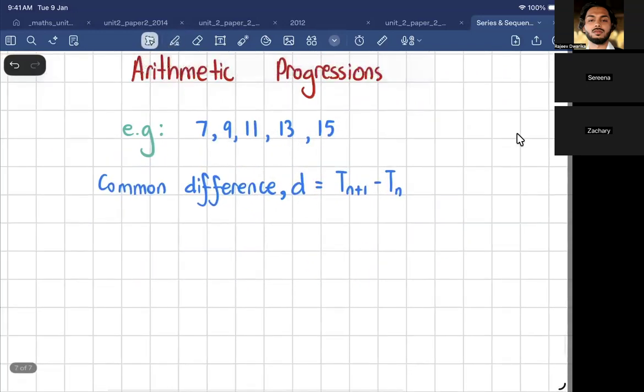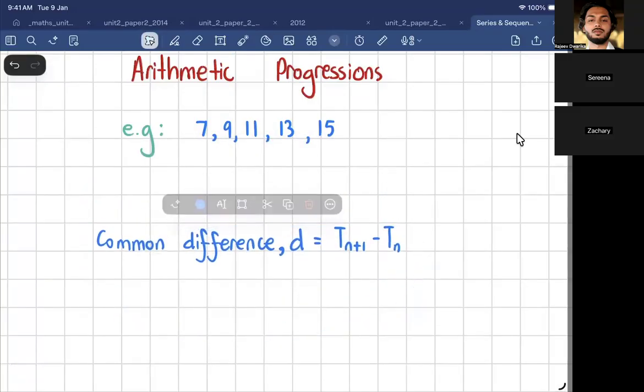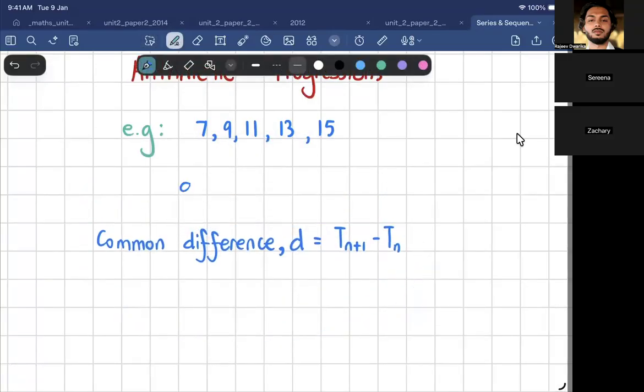For this one, the first term is 7, and the common difference would be what? Tell me, what would the common difference be? 2, sir. Yeah, the common difference would be 2. Cool.